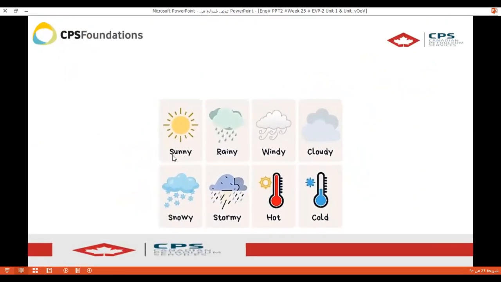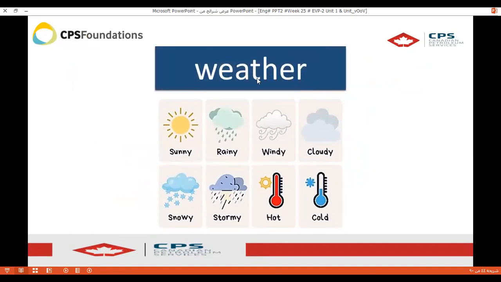Now, sunny, rainy, windy, cloudy, snowy, stormy, hot and cold, all of these are relevant to weather. Weather tells you about how it's outside. Is it sunny? Is it windy? Is it rainy? Of course, in summer, it's always sunny and hot in Saudi Arabia. And sometimes in winter, it's rainy or it's cold.